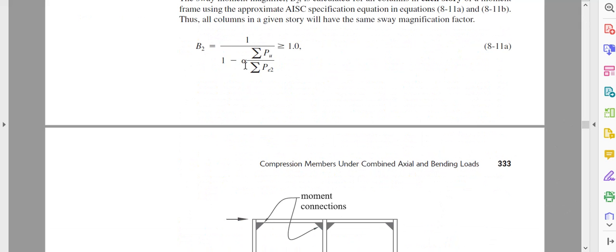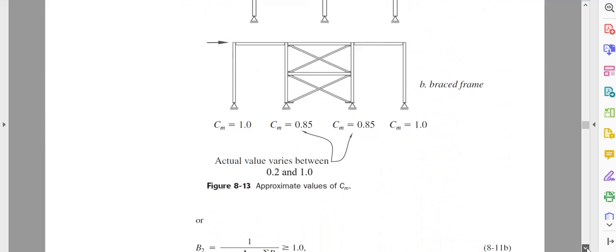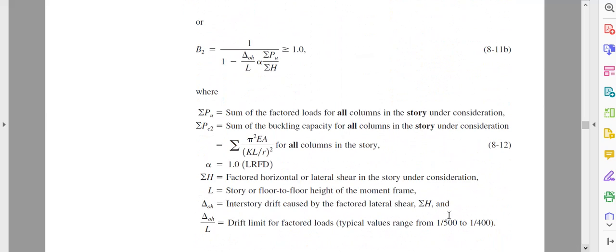B2 is 1 over 1 minus alpha times summation of Pu over summation of Pe2. Alpha is a factor. Summation of Pu means the total load on that story. If that story has 10 columns, then consider all the loads, and this is the Euler buckling load for all the columns of that story. If that story has 10, 20, 30 columns, sum them. What is alpha? Alpha is a factor. Alpha is 1 for LRFD. If we use the LRFD method, alpha is 1. Now we are using LRFD, so alpha is 1.